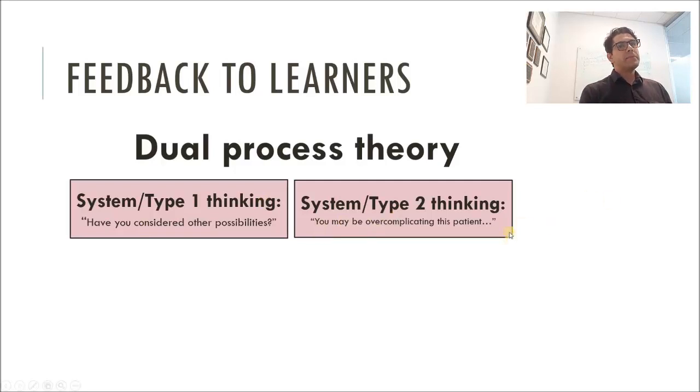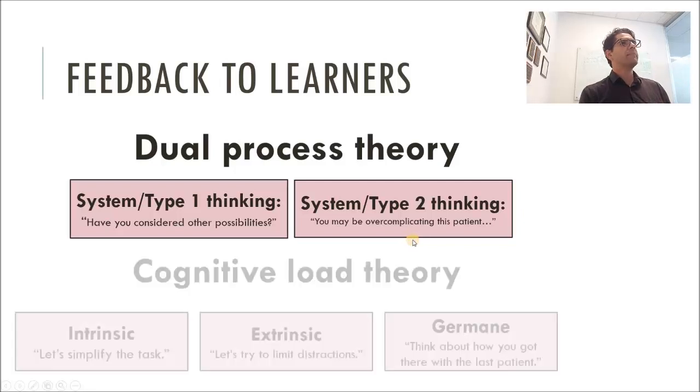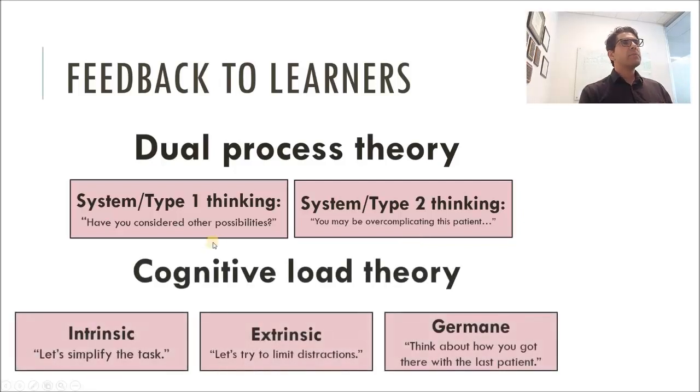On the other hand, sometimes you might see learners overcomplicating the case and working through lots of possibilities and overanalyzing things. You might say, hold on a second, this is not something you need to have system two waste so much energy on. You might be overcomplicating this patient, and ask them to use a little bit more system one reasoning instead. Similarly, here's some ways you can give feedback to the learner when you're thinking about cognitive load theory.